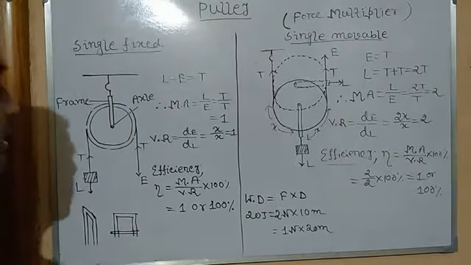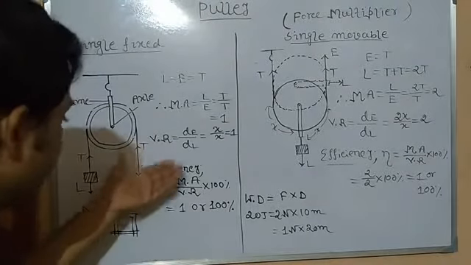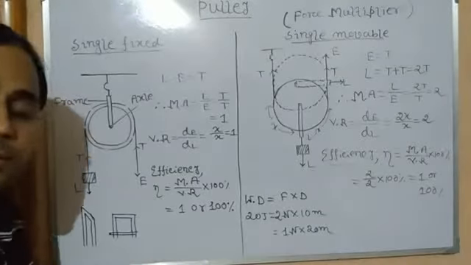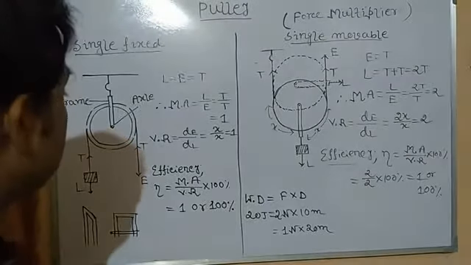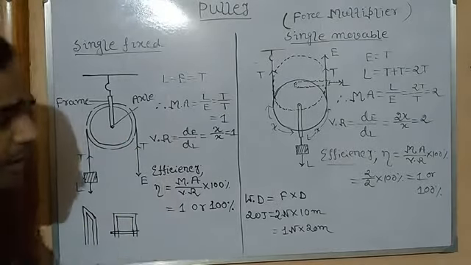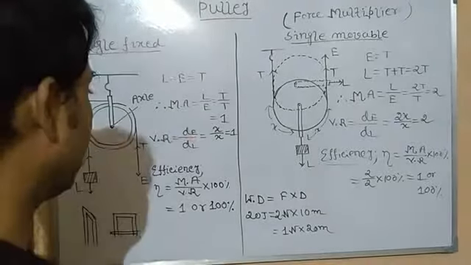Now what will be the efficiency of this kind of pulley? Mechanical advantage divided by velocity ratio into 100% equals 1, or 100%. Clear? So this is the single fixed pulley. Clear? Now what is the use? It is neither a force multiplier nor a speed multiplier; it is equal to 1.